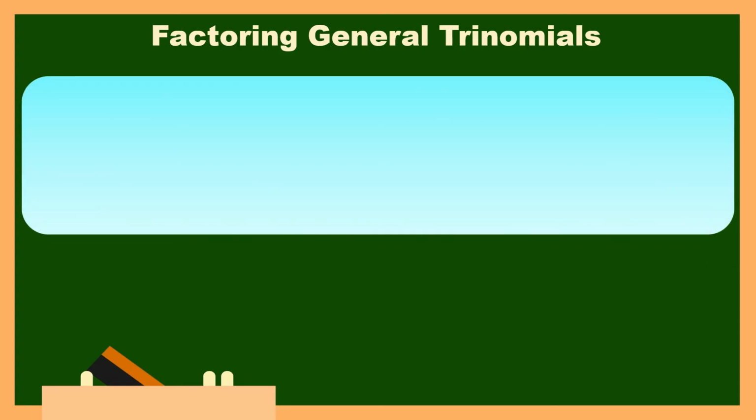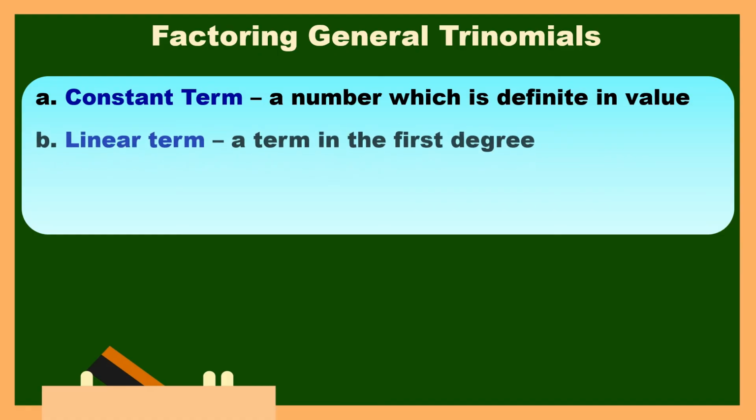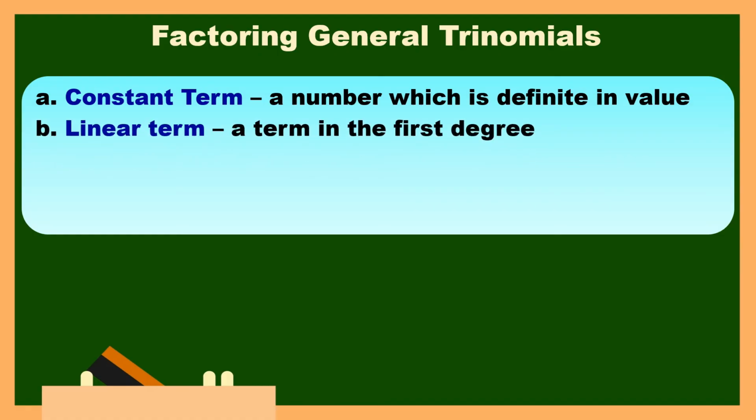Next is factoring general trinomials. I-define muna natin ang mga mahalagang terms na related sa general trinomials. Una ay constant term. Ang constant term is a number which is definite in value. Ang constant term po ay yung number lang, wala po siyang kasamang variable. Letter B, linear term. It is a term in the first degree.